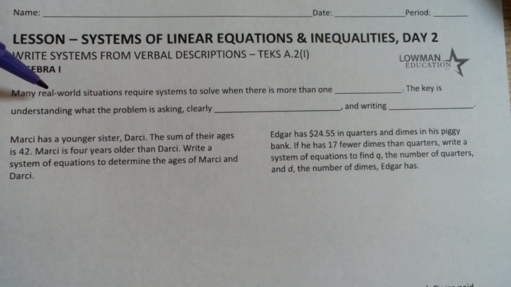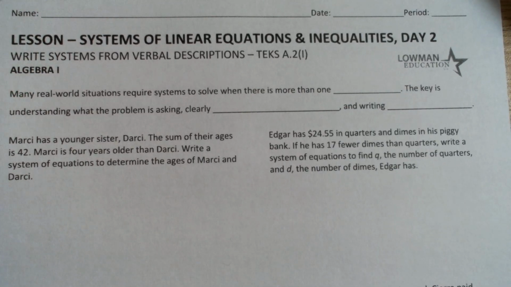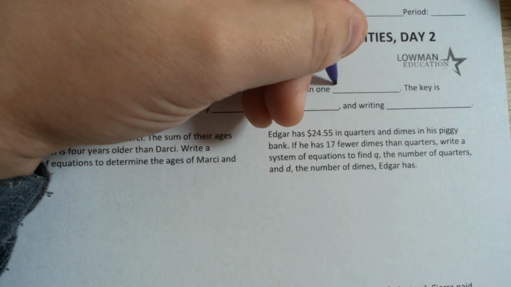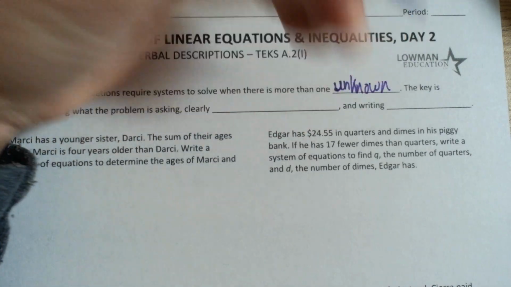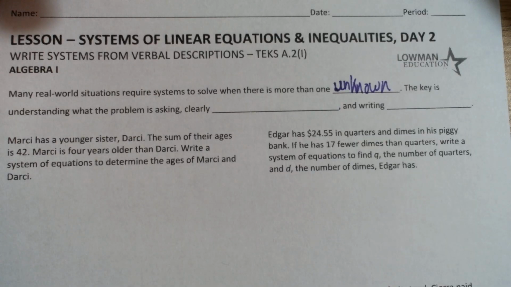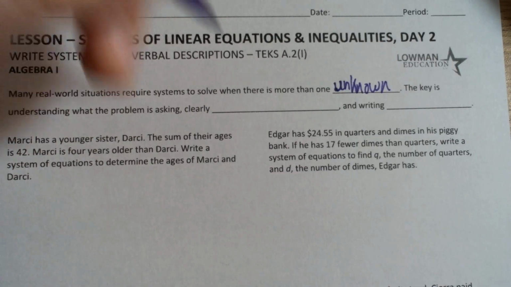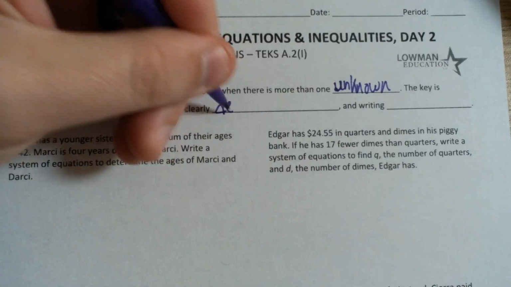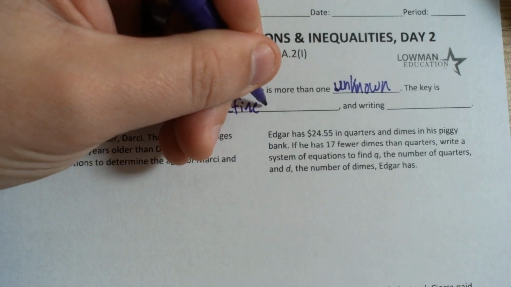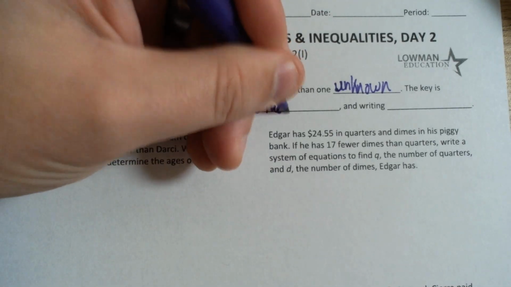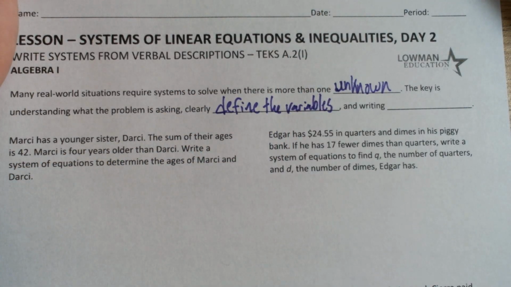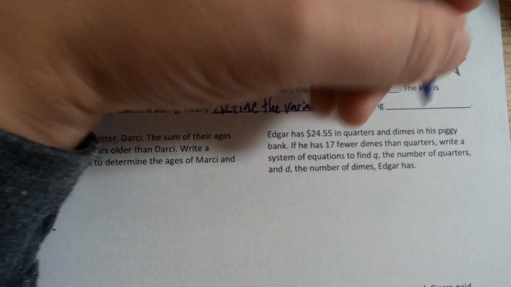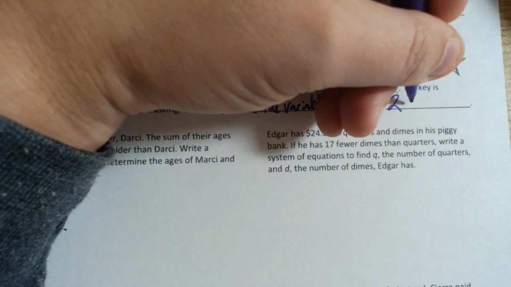So many real world situations require you having more than one variable or unknown. And so if you understand what the problem's asking and you can define the variables, so you're able to clearly define the variables and writing two equations.